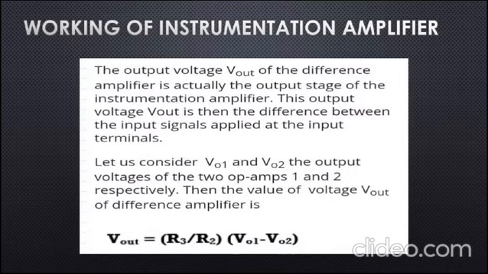The output voltage Vout of the difference amplifier is actually the output stage of the instrumentation amplifier. This output voltage Vout is then the difference between the input signals applied at the input terminals. Let us consider V01 and V02, the output voltage of the two op-amps 1 and 2. Then the value of voltage Vout of difference amplifier is Vout equal to R3 divided by R2 into V01 minus V02. The value of voltages V01 and V02 is in terms of the input voltages and resistance.